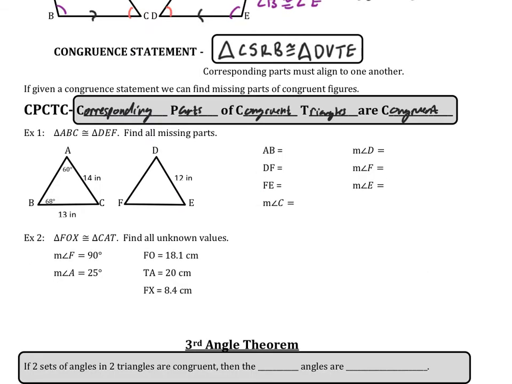So now we're going to get a little bit more in depth into the CPCTC part of things. The corresponding parts of congruent triangles are congruent. So we're going to look at these two triangles. It's giving us a congruency statement. Since we're a little bit new at this, the first thing I'm going to do is highlight the corresponding parts. Triangle ABC is congruent to triangle DEF. So that means A is congruent to D, B is congruent to E, and C is congruent to F.